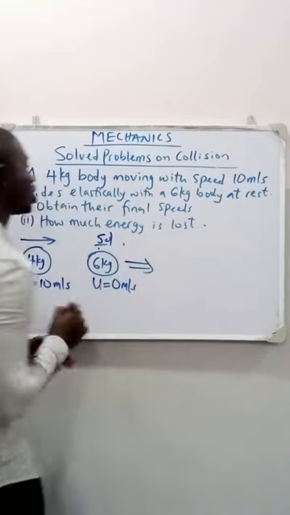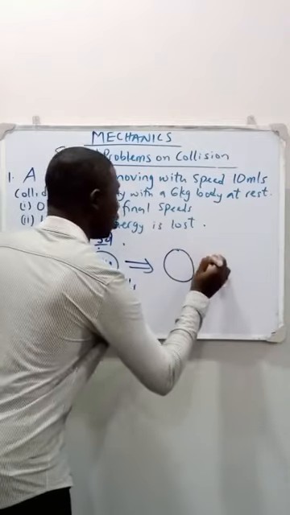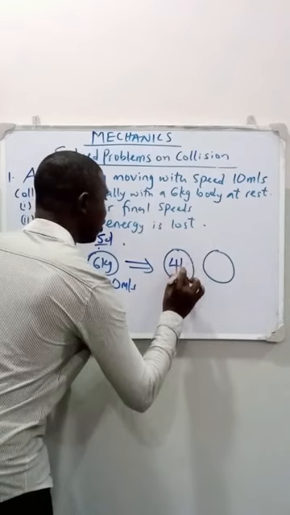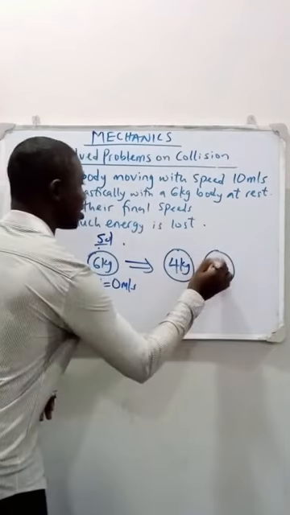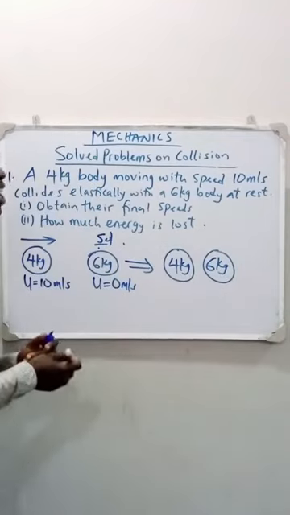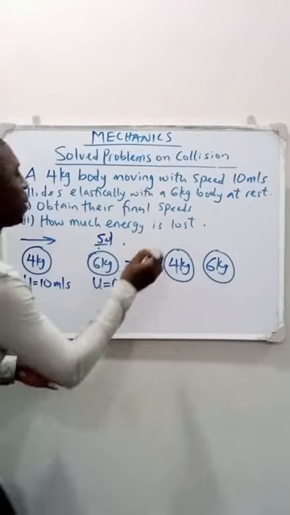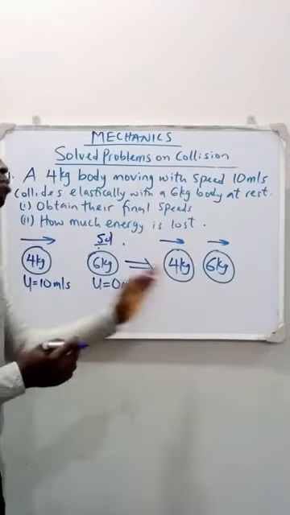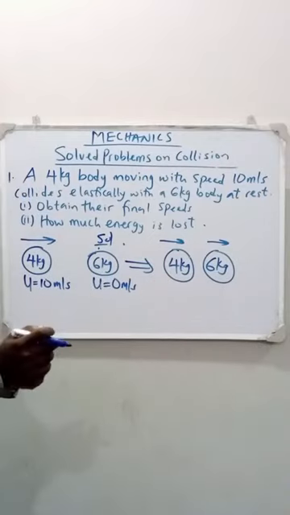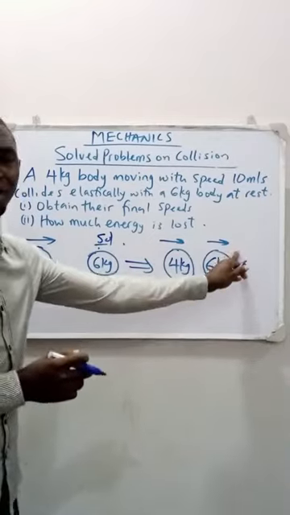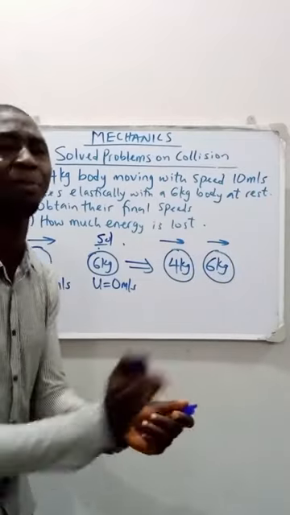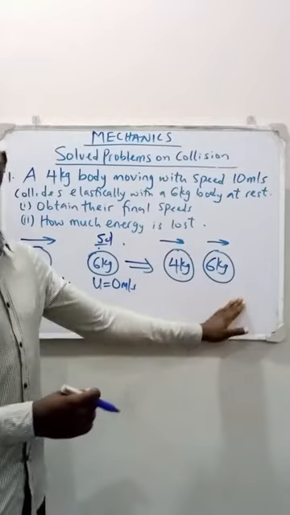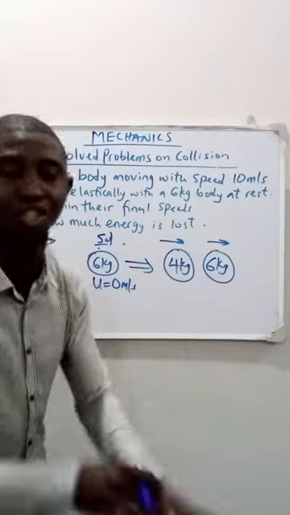After the collision, let's see what happens. The first body has mass 4 kg, and the second body has mass 6 kg. Don't forget, after the collision, let's assume they both move towards the positive direction. If the direction we have assumed is correct, we will know from the solution. If the results are both positive, it means we have assumed a good direction.